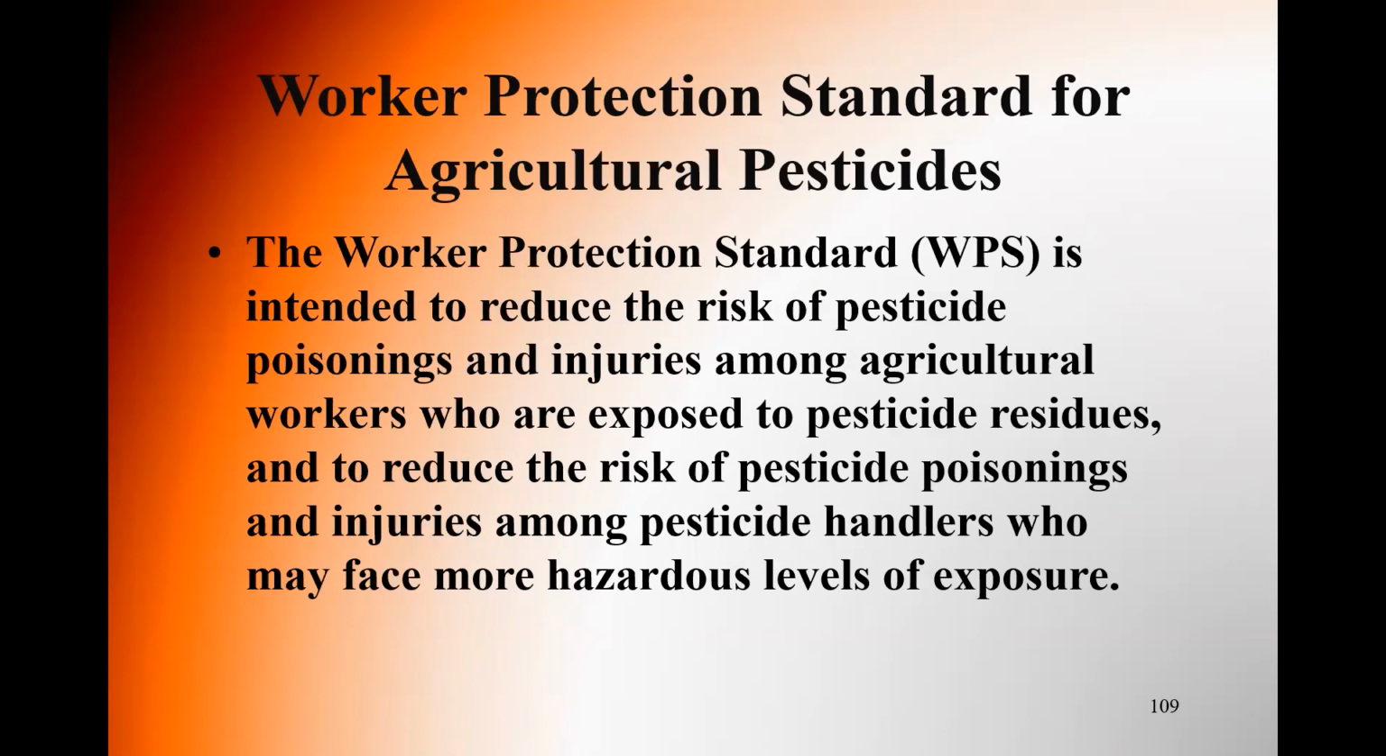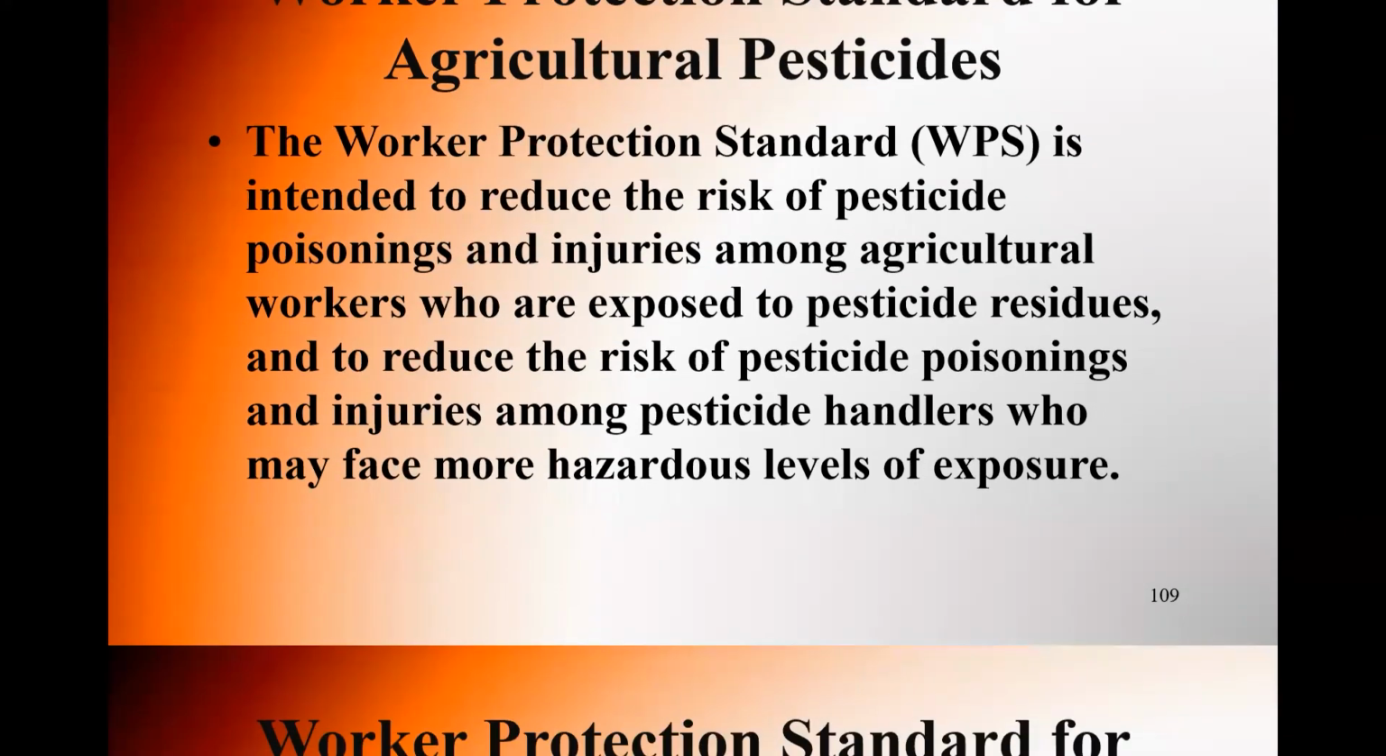The worker protection standard is intended to reduce the risk of pesticide poisoning and injuries among agricultural workers who could be potentially exposed to pesticide residuals, and to reduce the risk of pesticide poisoning and injuries among pesticide handlers who may face more hazardous levels of exposure. Those pesticide handlers differ from the workers. The workers are only doing the harvesting and things like that. The handlers are the ones that are actually mixing, loading, and applying the chemicals. So they have the greater risk of being exposed.